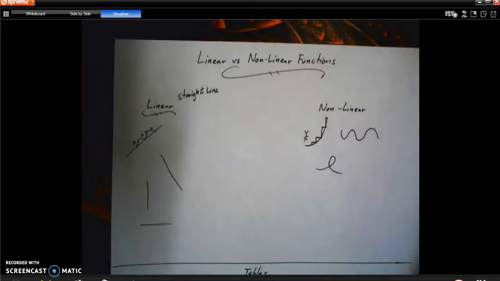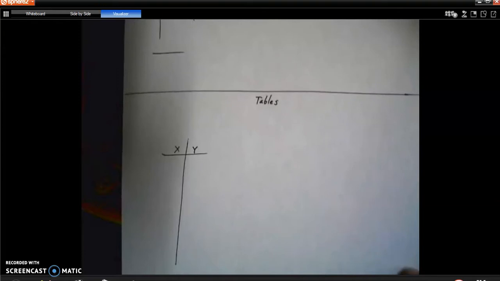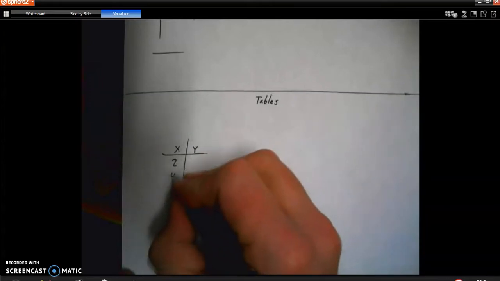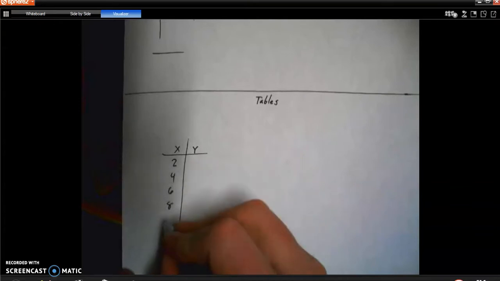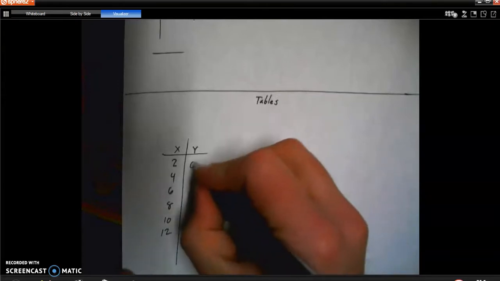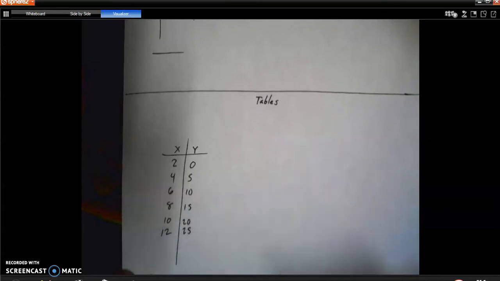Now, to do it with a line, that's pretty easy. Wow, that one's straight, that one's nice. So obviously that one's linear. The trick is to know when a function is linear or nonlinear looking at a table. Okay? So let's say I have a function here where, I don't know, we'll plug in the numbers 2, 4, 6, 8, 10, 12. Okay? And let's say we get out the numbers 0, 5, 10, 15, 20, 25. So you probably see some patterns.